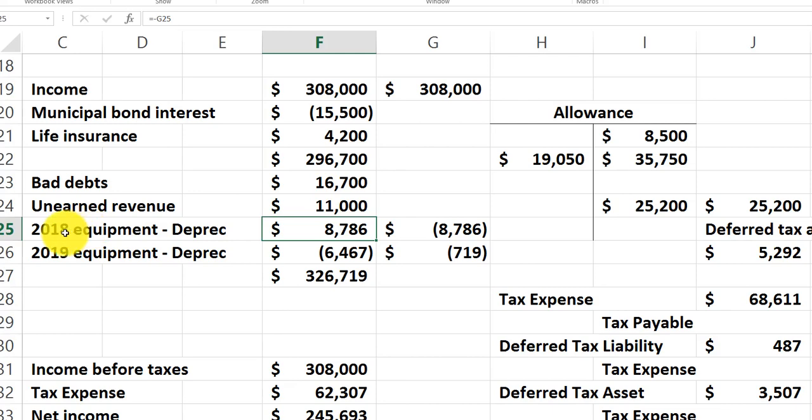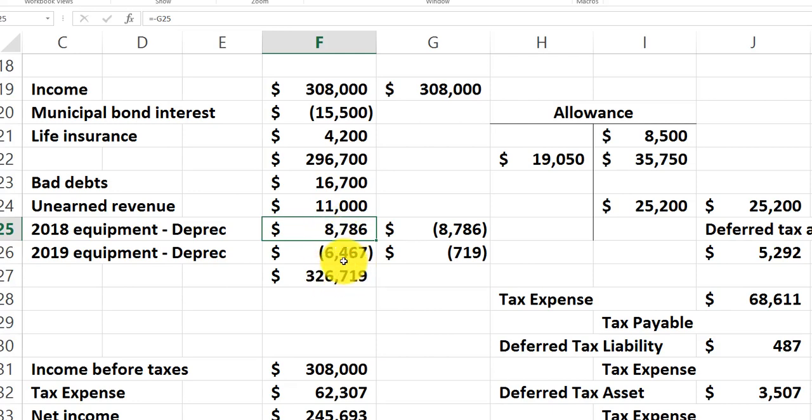Depreciation: I separated the 2018 equipment from the 2019 equipment just to make it easier to see. So here on the 2018, the difference is, like we said, on depreciation. If you depreciate it all in the tax return in the first year, you can't depreciate it in future years. So in year 2 of this depreciation, the depreciation on the income statement is $87.86, and there's no depreciation on the tax return. So you have to add back that depreciation to get our taxable income.